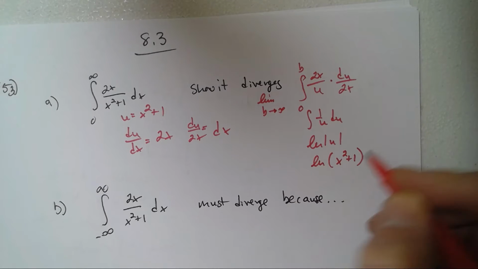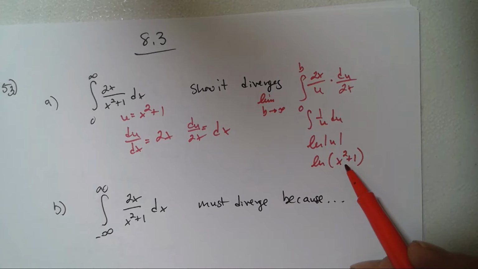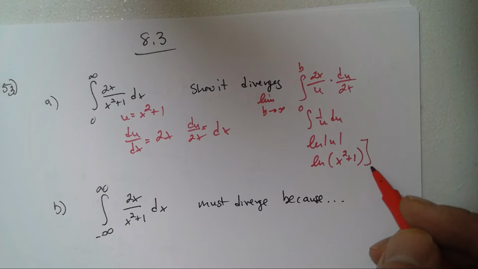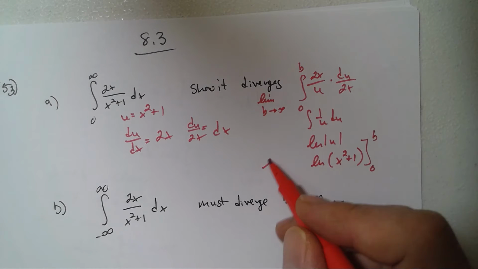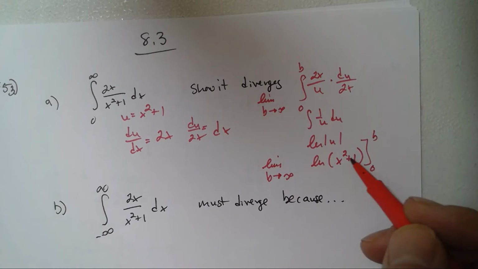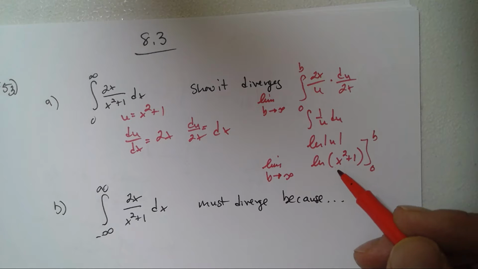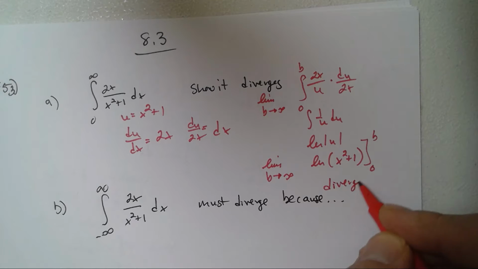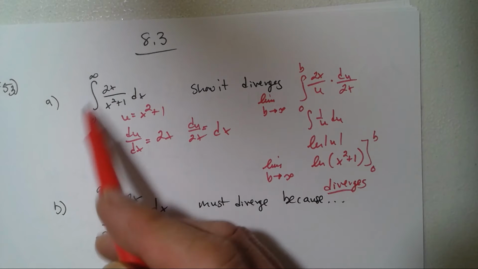We don't need parentheses because that's always going to be positive. We're going from 0 to b as b goes to infinity. And if I drop in b or infinity, we get natural log of infinity, which is infinity, so it diverges. Okay, so from 0 to infinity diverges.